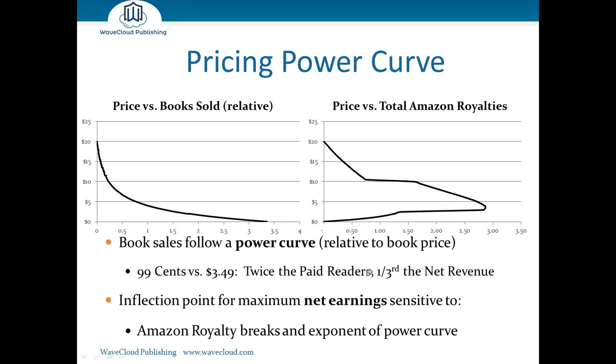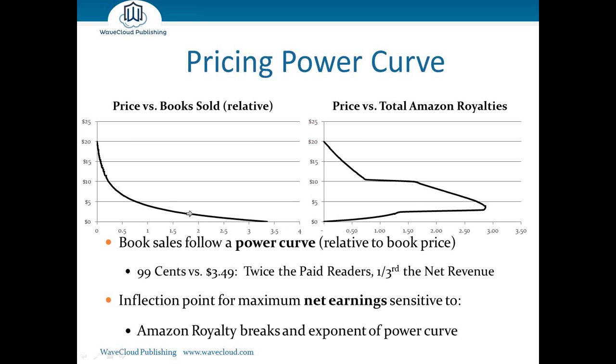And at 99 cents, I'll have twice the readers. So I'll have twice the people who paid 99 cents reading my book than I would if I priced it at $3.49, but I'd have 1/3 the revenue. Because my book is priced so low, I'm in the 35% royalty band with Amazon, and so I'm not going to make as much money even though twice the number of people have purchased my book. Whereas if I want to make 3 times the money but have half the readership, I should price my book around $3.49. Now, don't take $3.49 as my recommendation for how you should price your book.